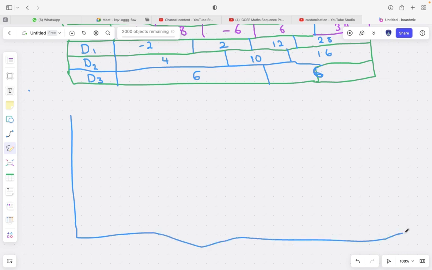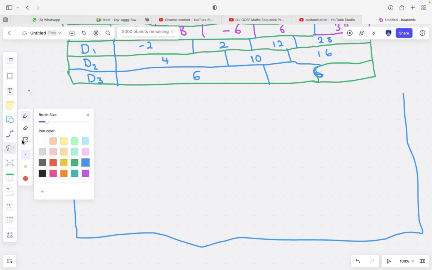A table that will help us to be able to compare. Take this one.